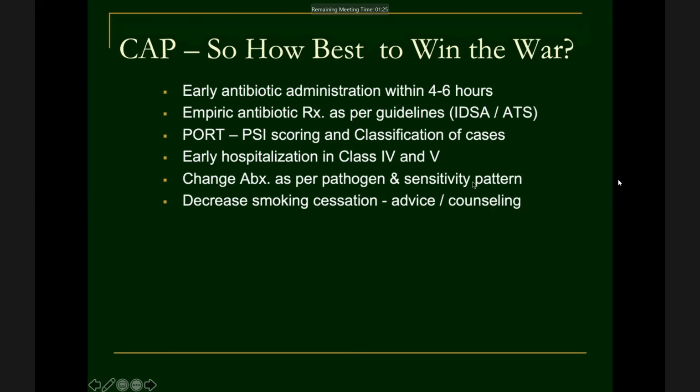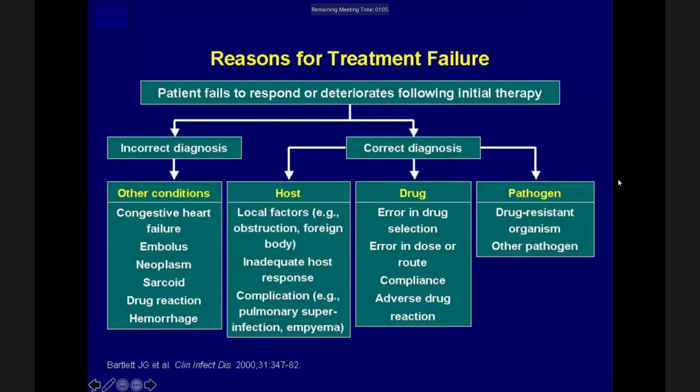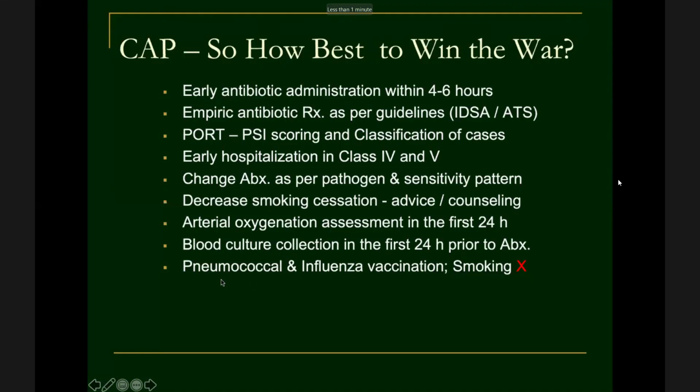Smoking cessation is mainly advisable, and advise counseling on that. And then arterial oxygenation assessment in the first 24 hours, and blood culture collection in the first 24 hours prior to the antibiotic treatment. And pneumococcal and influenza vaccination, and always smoking cessation should be advised for the patient for prevention. Okay, so this is how you are going to treat the patient with pneumonia. This is how I'm going to conclude the community-acquired pneumonia slide. Now on the next we are going to start with hospital-acquired pneumonia.